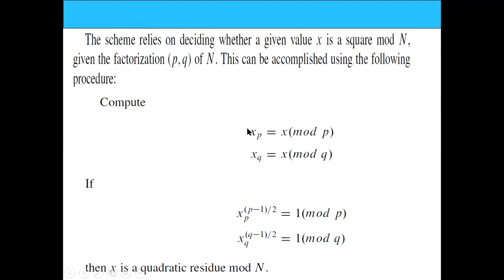If you have some number x, let xp be x mod p and xq be x mod q. If xp to the power (p minus 1) divided by 2 is congruent to 1 mod p, and xq to the power (q minus 1) divided by 2 is also congruent to 1 mod q, in that case x is a quadratic residue mod n, where n is the product of two primes p and q.